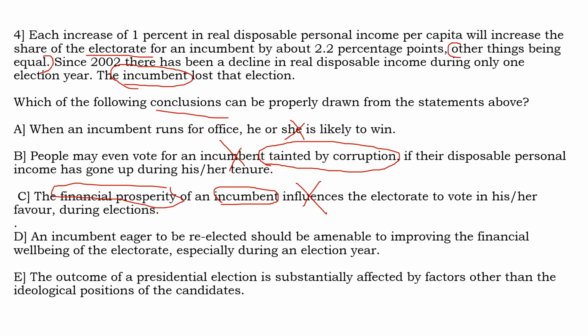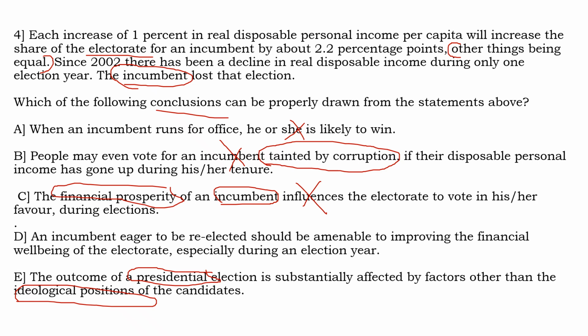Option A, the outcome of a presidential election is substantially affected by factors other than the ideological positions. So here this also seems to be a good thing, because it is saying that it is not the ideological positions of the candidate that matter to the people. People will look at other things like their disposable income and all those things. So this seems to be a good answer, but there are two problems here. What is the problem? First problem, presidential election. We are not talking about presidential. The passage does not say that it is a presidential election. So a conclusion should be supported by the facts. Here there is no fact to support the idea that this is a presidential election. That is the first problem.